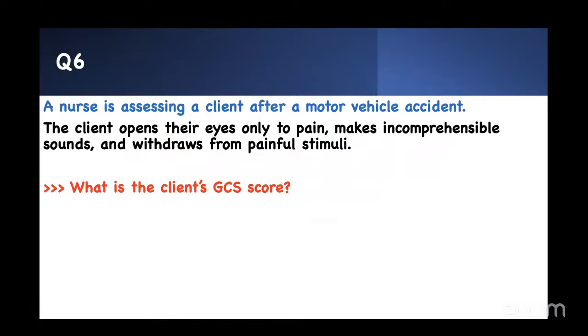Now, this one, I know you can get it. The same strategy. Next is assessing the client after a motor vehicle accident. The client opened the eyes only to what? Pain. So for eye movement, ask yourself, no pain, sound good. So what level is the pain? I'll open my eyes only when there's a stimulation of pain.